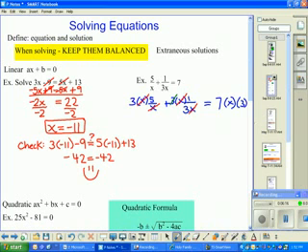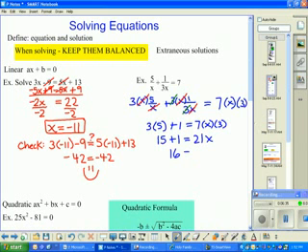And on this one, our 3's divide out. So what I'm left with is 3 times 5 plus 1 equals 7 times x times 3, which is really 15 plus 1 equal to 21x. And 15 plus 1 is 16.